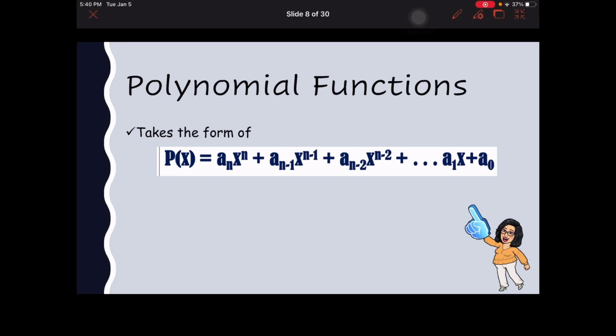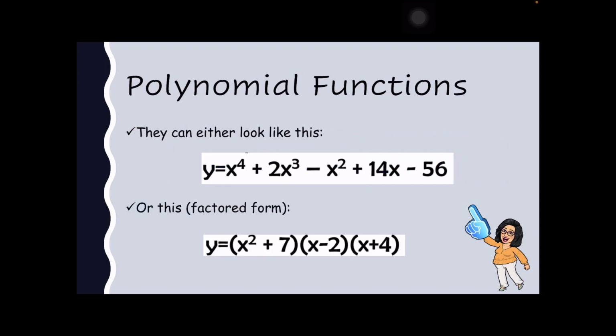So, let us recall. Ang mga important terms po natin na kailangang matandaan ay si a sub n. Siya po yung tinatawag na leading coefficient. And then, of course, you have your n, which is the highest exponent. At yan din po ang degree ng ating polynomial. And then, sa pinakadulo ng ating polynomial, we have your constant na a sub 0. Alright? So, they can either look like this.